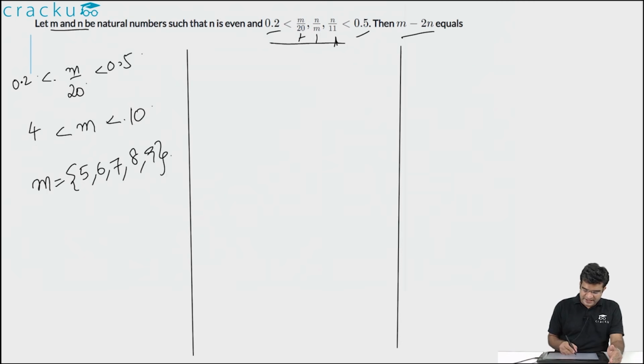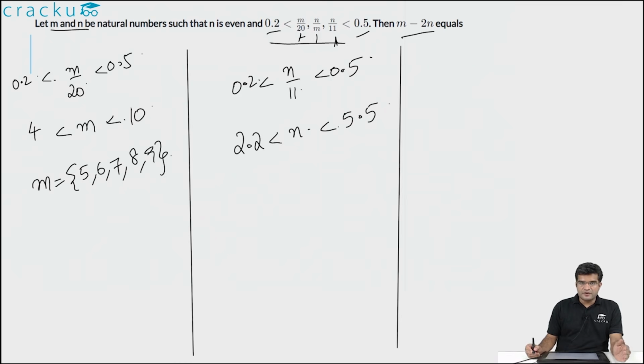We are told that n by 11 is also greater than 0.2 and it is less than 0.5. So let us multiply the entire inequality by 11. So 11 into 0.2 is 2.2. This is less than n, which is less than 11 into 0.5, that is equal to 5.5. Now n is a natural number and n is also even. So if you are considering only natural numbers, the natural numbers between 2.2 and 5.5 will be 3, 4 and 5. But of this, because n is even, the only possibility is that n will have to equal 4.